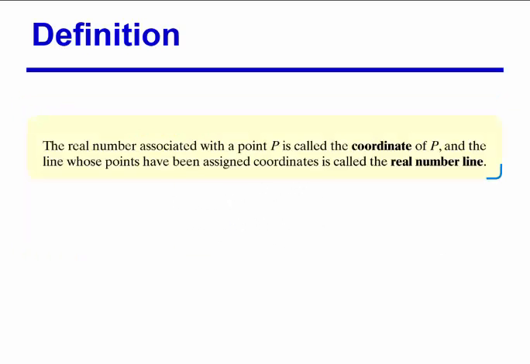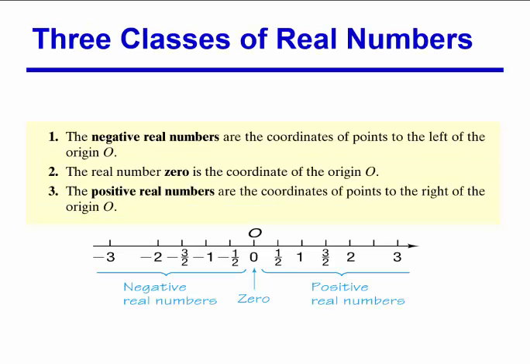So, the first one: the real number associated with a point P is called the coordinate of P, and the line whose points have been assigned coordinates is called the real number line. So, 3 cases of real numbers. The negative real numbers are the coordinates of points to the left of the origin, O. The real number 0 is the coordinate of the origin O. And then the positive real numbers are the coordinates of the points to the right of the origin O. And you can see here in the graph.